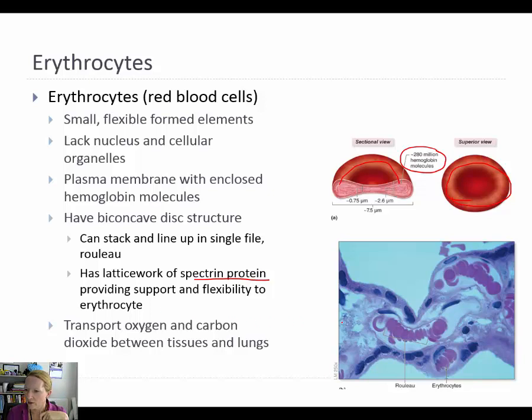organelles, but it still has a little bit of the support from the protein to kind of keep its structure going. Another thing about the shape is they're kind of shaped a little bit like a poker chip, where you kind of have the edges a little bit higher than the middle. So because of that, they can kind of stack up on top of one another and line up in a single file. And this is called rouleau. I've seen it with an X before. Rouleau means roll in French, but that's going to be really important so it can go through and kind of turn corners when it needs to, going through the capillaries.